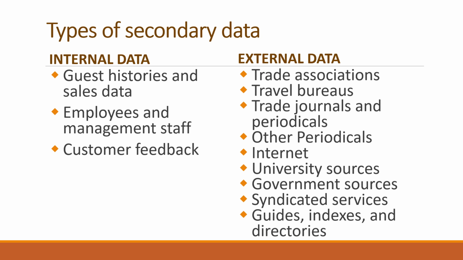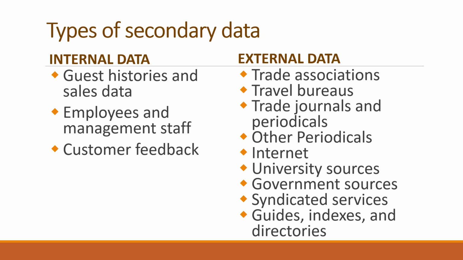External data comes from a wide variety of sources. You have trade associations, travel bureaus, trade journals and periodicals, for example. Trade associations like the U.S. Travel Association, travel bureaus for different areas. You might have state or regional travel bureaus that provide a great deal of information. You have research that's been done by trade journals and other periodicals. And then of course you have your basic internet searches, you have more academic searches and university sources.